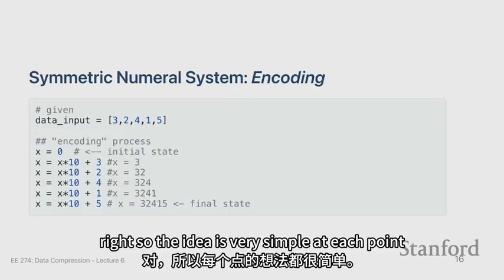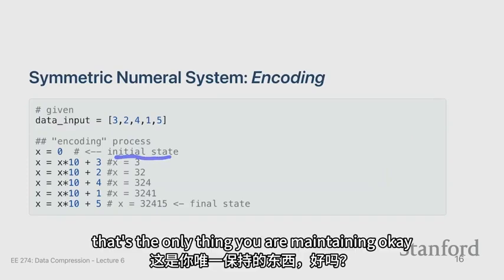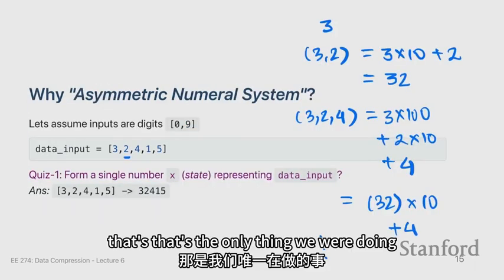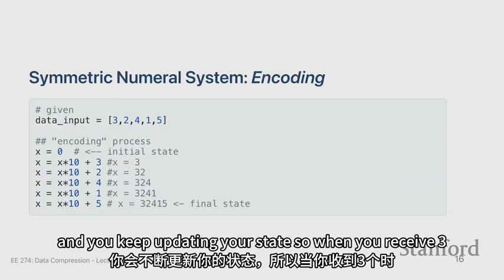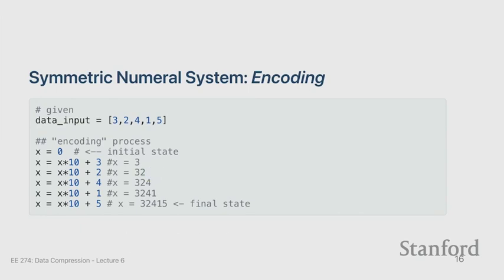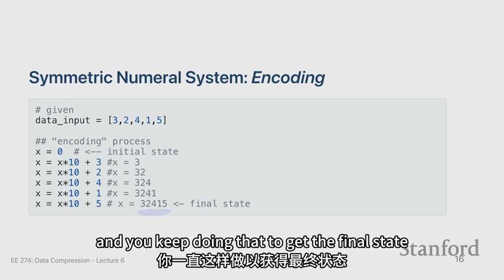So the idea is very simple. At each point, you maintain some initial state. That's the only thing you are maintaining. When you receive the first input, 3, you just multiply the previous state by 10 and add the new input, right? That's the only thing we were doing. That's the decimal expansion of this thing, and you keep updating your state. When you receive 3, your next state is 3. After you receive 2, it's 32, and so on and so forth. So 320 plus 4, 3240 plus 1. And you keep doing that to get the final state, 32415.